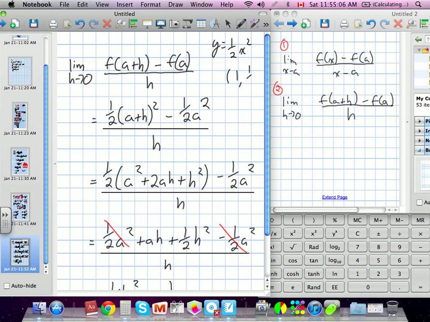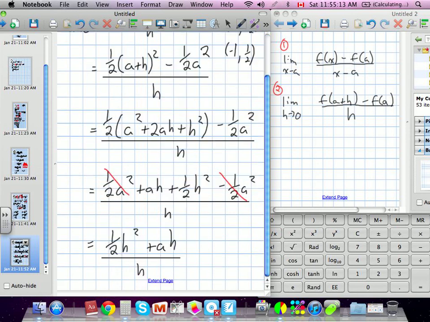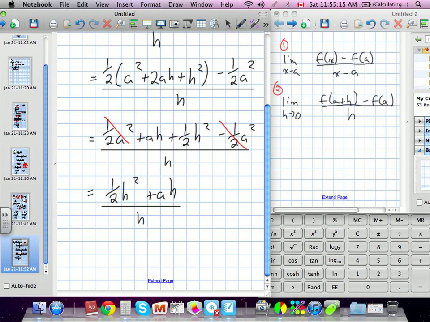So, those are points. Now, this can be factored. I'm going to do it in red. Think of this like a half times h divided by h plus a, because we could split these. That h means both of those parts are divided by h.